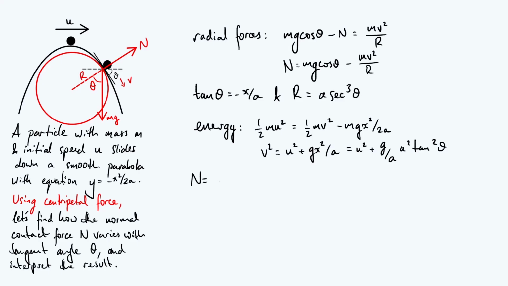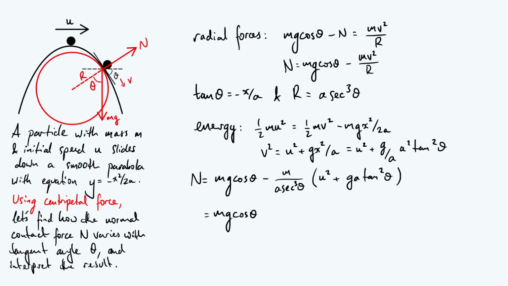So n is mg cos theta minus this term here. We're going to plug in our expression for v squared and our expression for r. So we're going to have m over r, which was a sec cubed theta. So let's put a sec cubed theta there. Then I'm going to have my v squared expression in brackets. We've got u squared plus, also going to simplify this to just g a tan squared of theta.